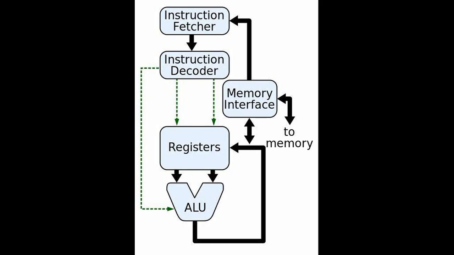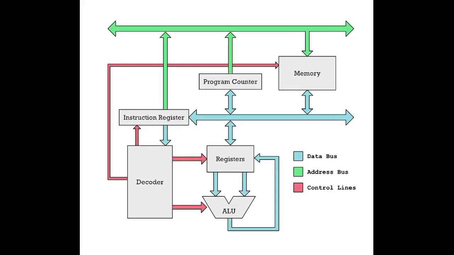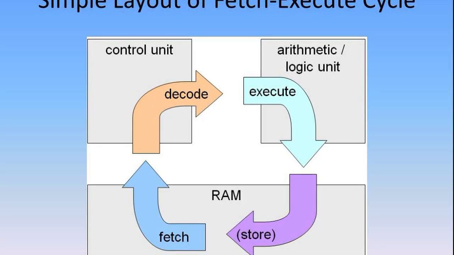2. Decode. The control unit interprets the instruction in the IR. It identifies the operation, in brackets the opcode, and determines the required operands. If operands are needed, their locations are fetched, for example, from registers or memory.